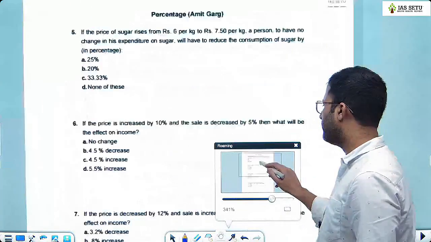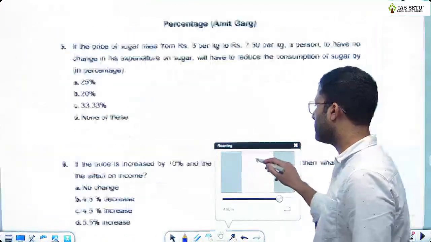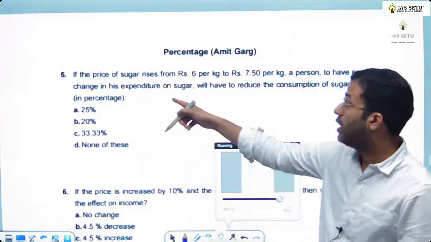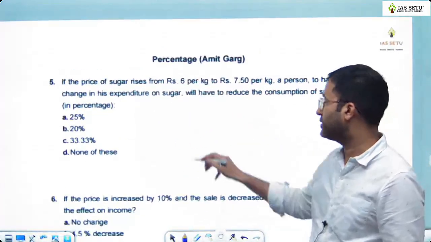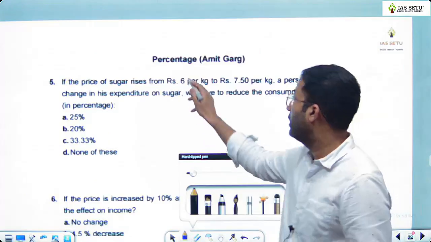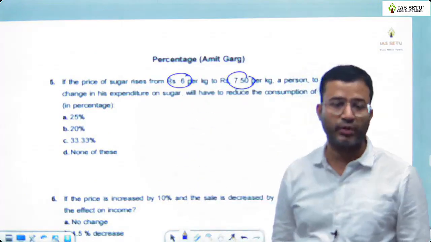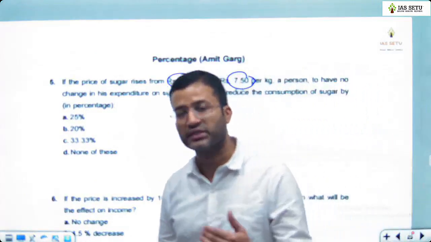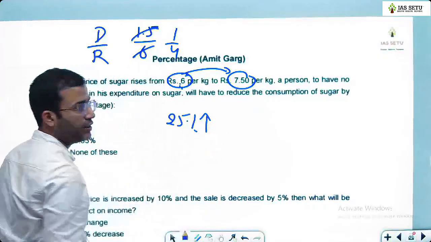Have you attended that basic class where I told percentage increase, percentage decrease? 3 language मैंने बताई थी. The price of sugar rises from rupees 6 to 7.5. Here they have not given the percentage increase. We have to find what is the percentage change in the price of sugar. To find percentage increase, you have to do difference upon reference. How much increase is there in the sugar price? 1.5 over previous value, 6, which is 1 by 4. So it means sugar price increased by 25%.